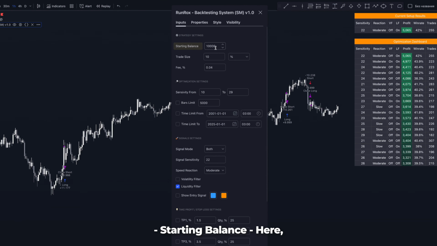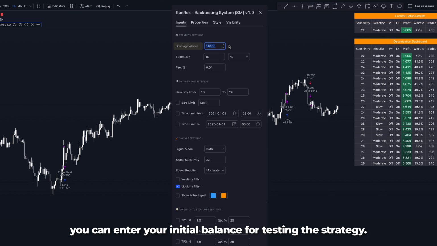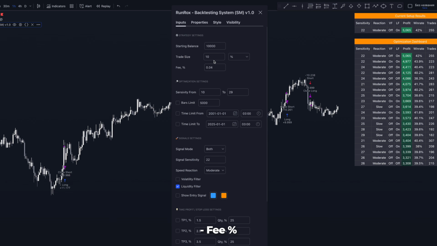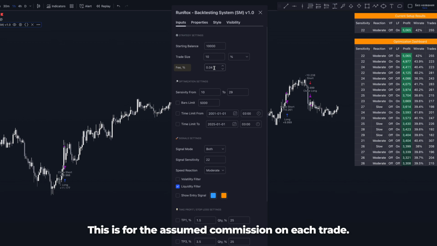Starting balance. Here, you can enter your initial balance for testing the strategy. Trade size. This determines the amount of money the system will use to enter each trade it tests. This can either be a percentage of your initial deposit or a fixed amount from your initial deposit. Fee percent. This is for the assumed commission on each trade. Each trading platform you use may have its own set of fees for each trade, and you can enter your specific commission rate in this field to ensure the results of your test are as realistic as possible.